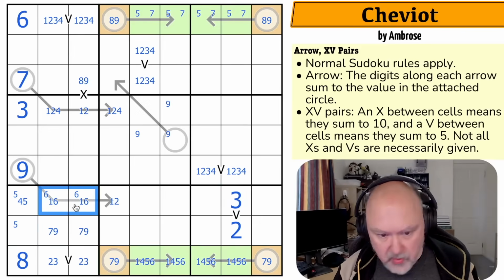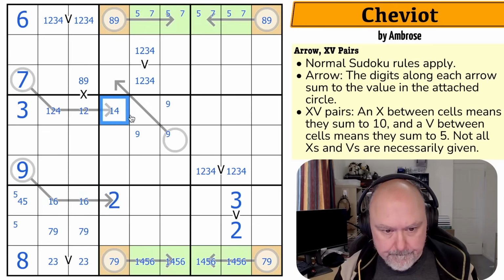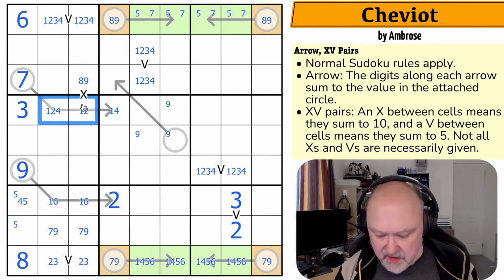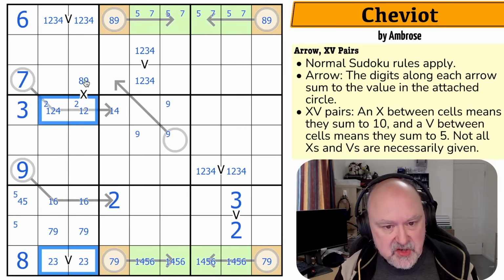There's no 2 on here. This is a 1, 6. This is the 2, and there's no 2 here. There must be a 2 in here. So there's no 2 up here because there's a 2 here and there's a 2 on here.